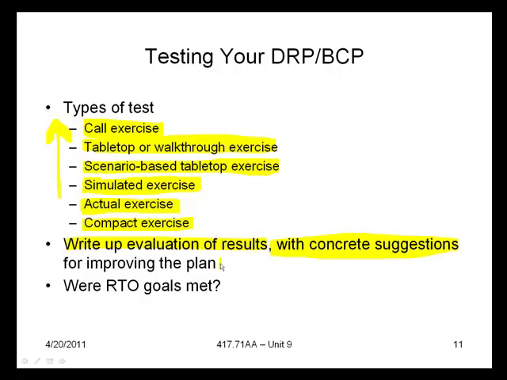The purpose of the test is to make your plan better. And were your RTO goals met? Were you able to get the systems up and running per the service agreements? In any of these exercises, that's a key part of it, even in the call exercise. In the call exercise, you're obviously not recovering systems, but you're getting a sense of who's available and how quickly they respond. And that gives you pretty good insights into how quickly the rest of the process will end up taking.